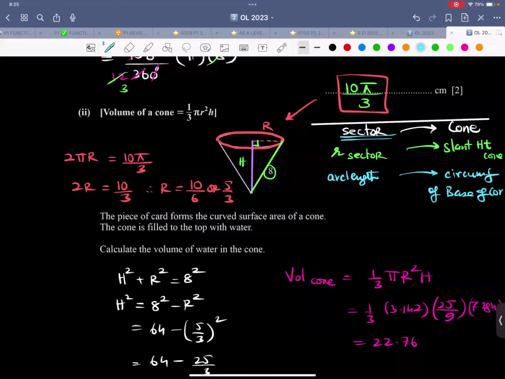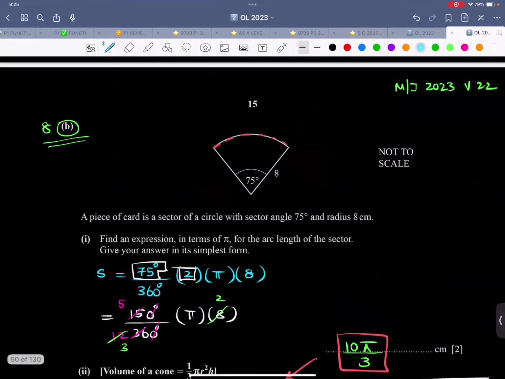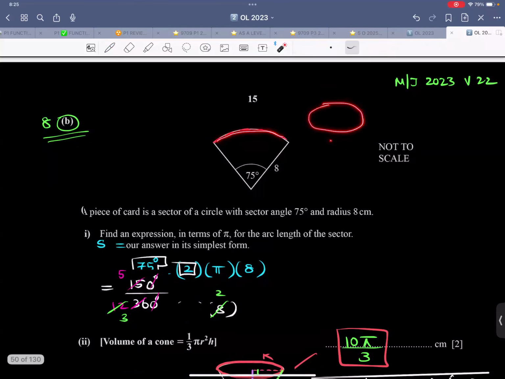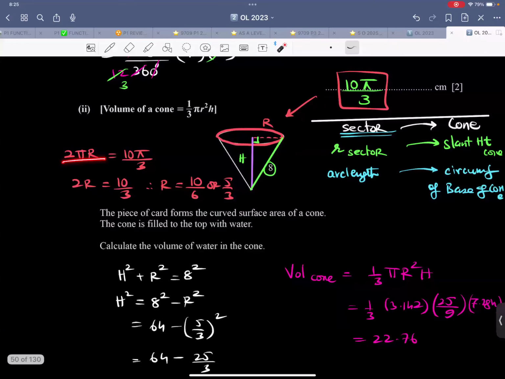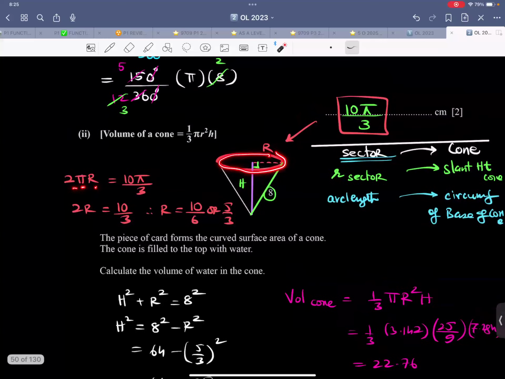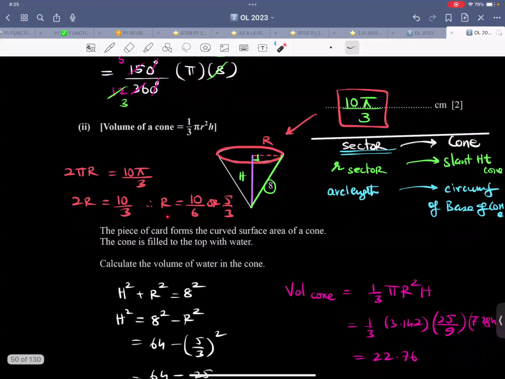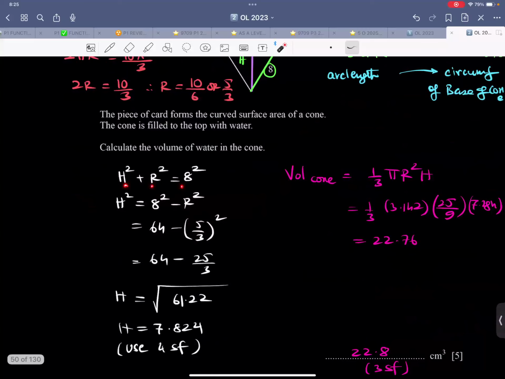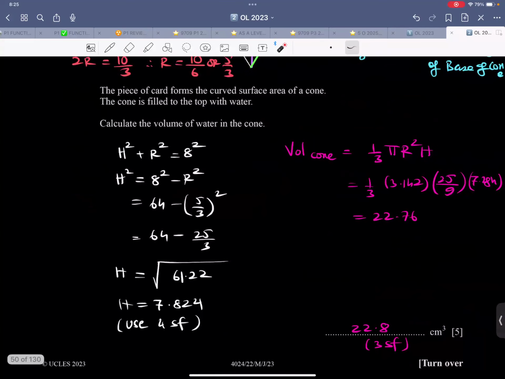Got the idea? When I wrap this thing around, that becomes the circumference. So 2 pi r, where r is for this cone, equals this arc length. Therefore, r is 5 over 3. This 8 is there. Can I find the height? Yes, I can find it using Pythagoras theorem. h squared plus r squared is 8 squared. h squared is 8 squared minus r squared. This is 64 minus 5 over 3 squared, which is 25 over 9.